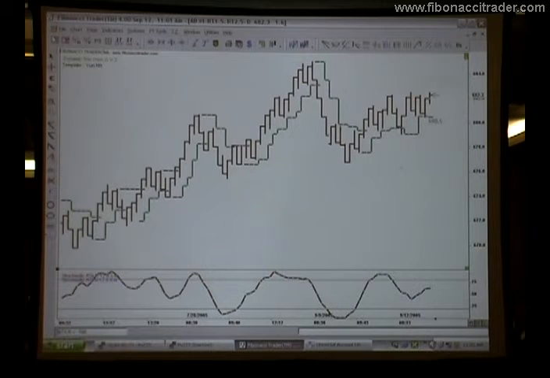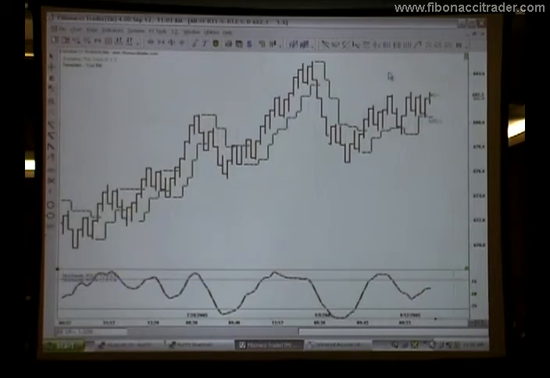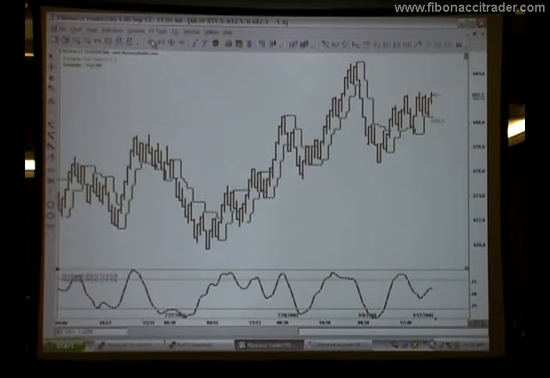But I figure since we're waiting, the least I could do is give you more information than I normally would, because I don't feel comfortable right now placing any. I don't want to be a breakout buyer here. Let's do one more thing. Let's see if we can pick the top of this. We're in an uptrend here. Let's try to pick the top. And how do we do that?